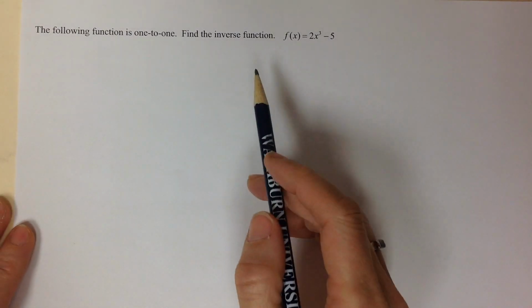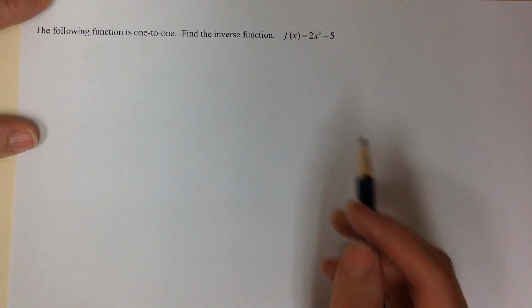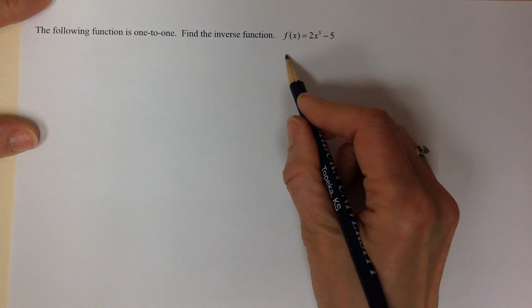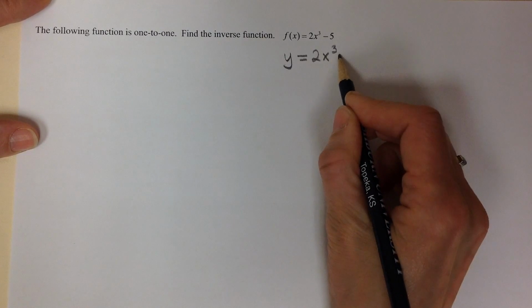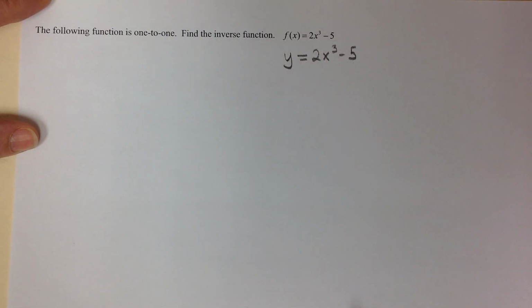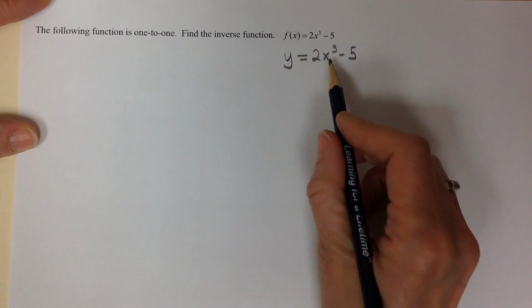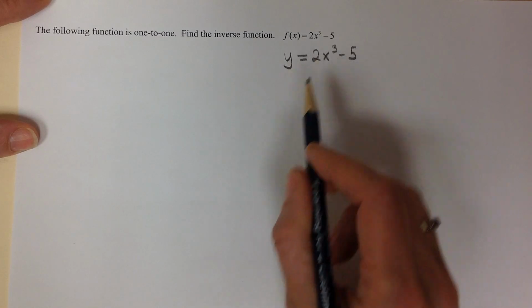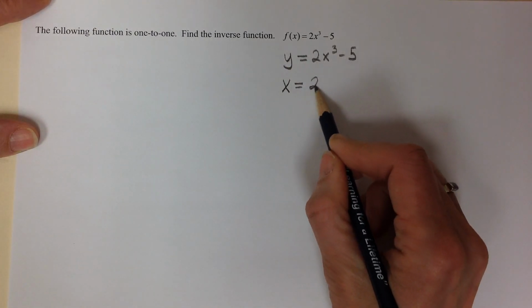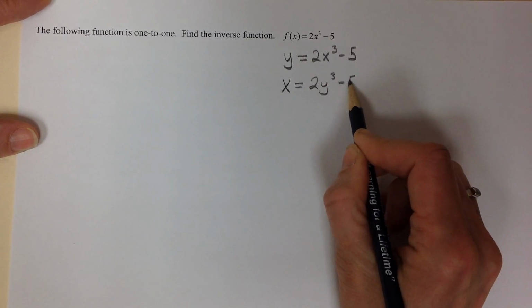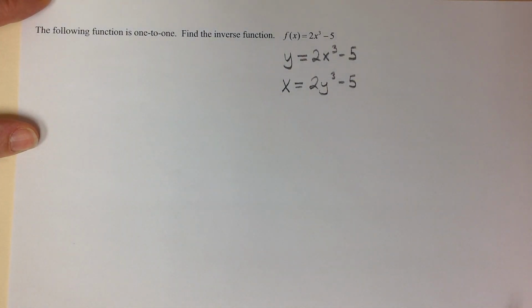We have a one-to-one function and we're trying to find its inverse. So with function notation, the first step would be to rewrite that as y equals. The key element to inverse functions is that the x and y's switch roles. So instead of a y, physically write an x, and instead of an x, physically write a y. Everything else stays exactly as it was.